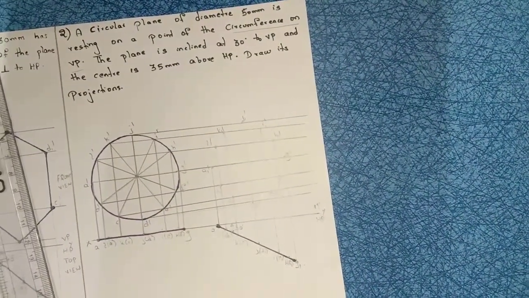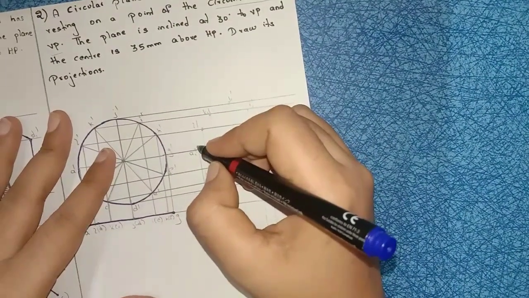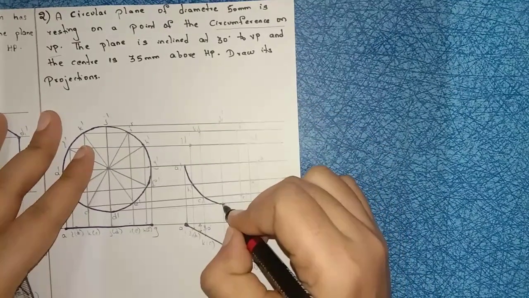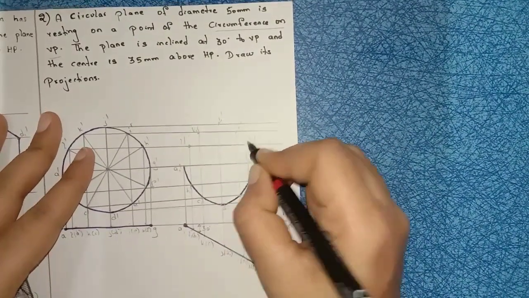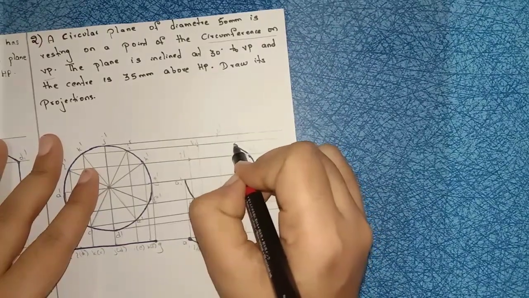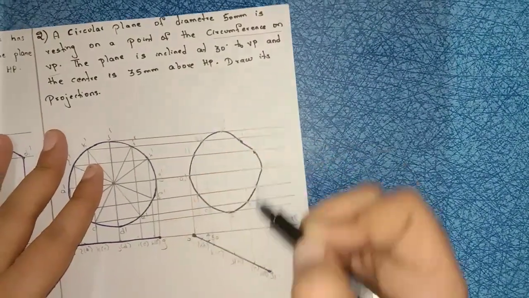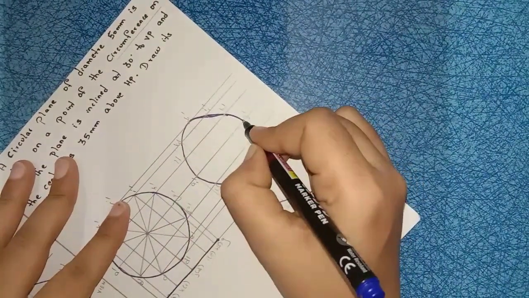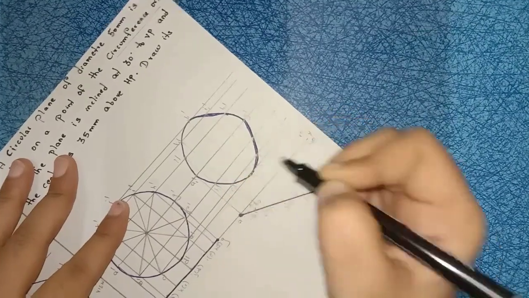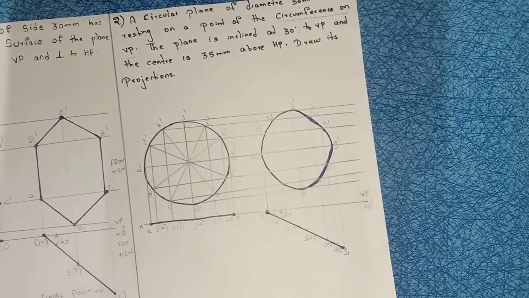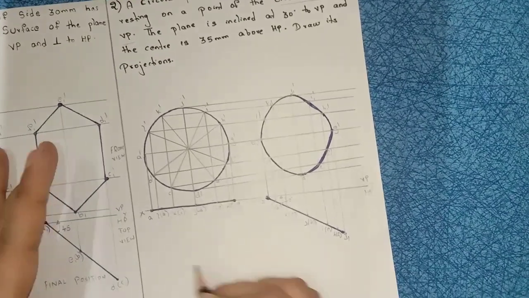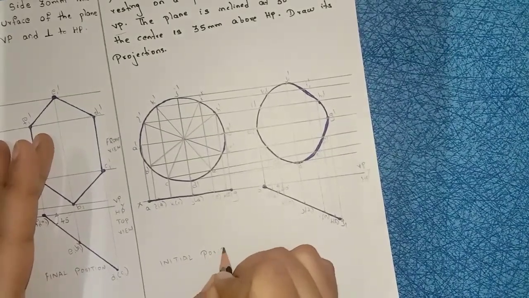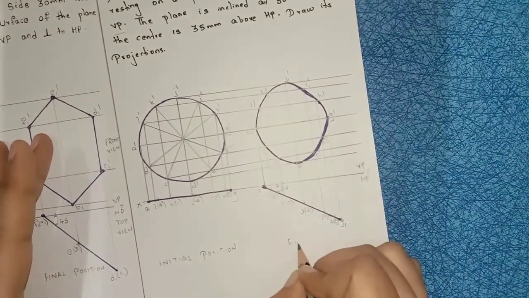Right? After joining all the points, join A1 dash, B1 dash, C1 dash, D1 dash, E1 dash, F1 dash, G1 dash, H1 dash, J1 dash, K1 dash, L1 dash. Right? You will get the shape. It will look like an ellipse because it is an inclined one, no? Right. After completion of your diagram, write down this is your initial position, this is your final position.